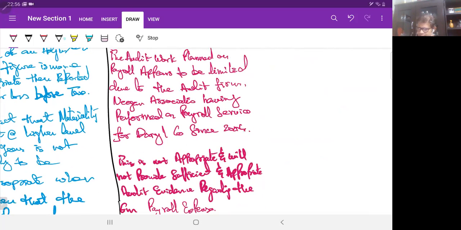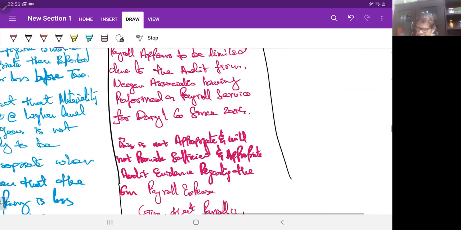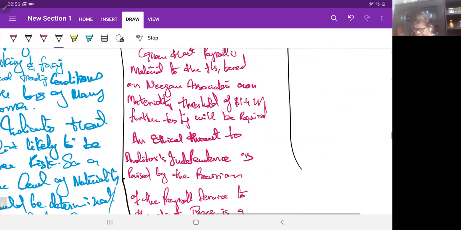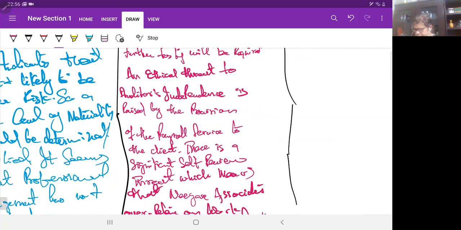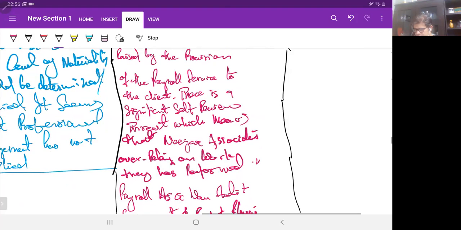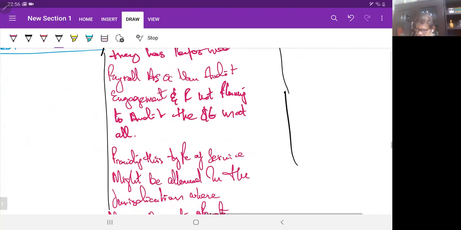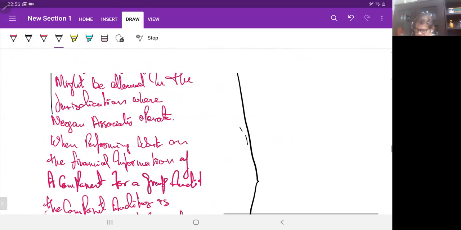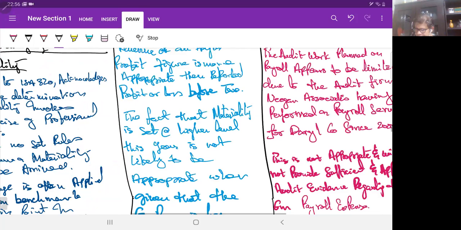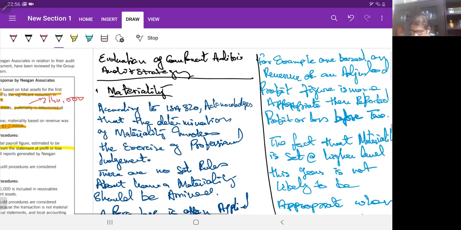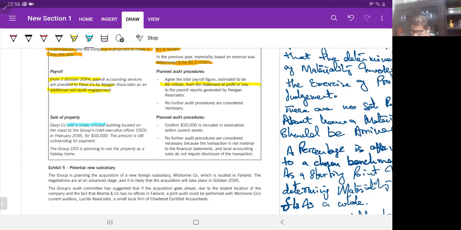Now we will move to the next part, which is related to the sale of property to the group CEO, Chief Executive Officer. So let us look at the scenario once again. Here it is, sale of property. Darrell Co. sold a small unused building located on the coast to the group CEO in February 2005 for $50,000. Quantitatively it is immaterial, but qualitatively it is material, and the amount is still outstanding for payment.